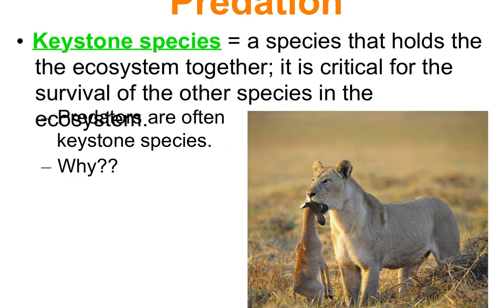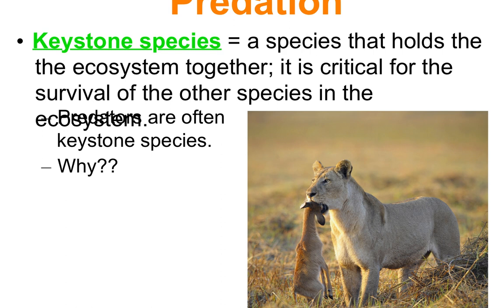A keystone species is a species that holds this whole ecosystem together. Throughout different ecosystems, there's lots of examples of critical species. These are all organisms that are critical for the survival of all the other species around them. That's why they're often called keystone species. A lot of times predators are considered keystone species. So I'm going to ask you, why do you think that is? Why would a predator, the ultimate eater who's consuming everybody, be considered keystone or critical for all living things in that ecosystem to survive?